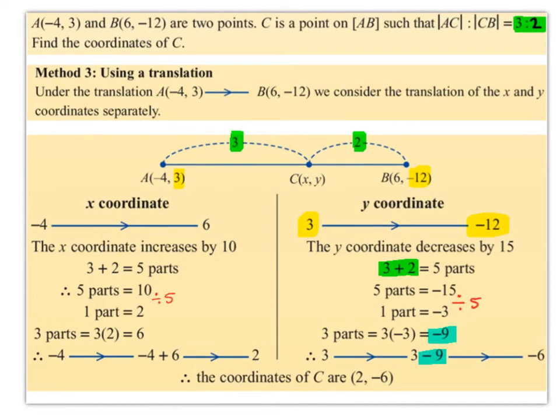Now we focus on our y coordinates. So our y coordinate is 3, and to get from 3 to minus 12, we decrease by 15. 3 take away 15 is minus 12. Again, we have 3 plus 2, which is 5 parts. We got that from the ratio. So 5 parts is equal to minus 15, so dividing by 5, 1 part is equal to minus 3. So 3 parts is equal to 3 multiplied by minus 3, which is minus 9. So 3 minus 9 is minus 6. So our y value is minus 6. So same answer as before.